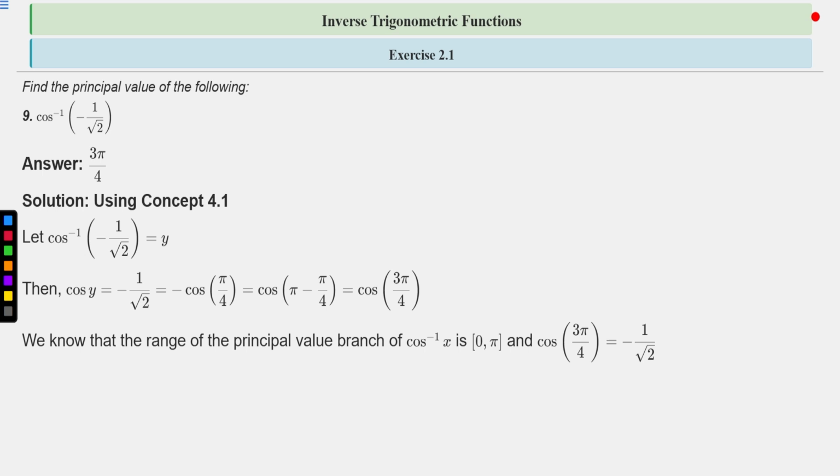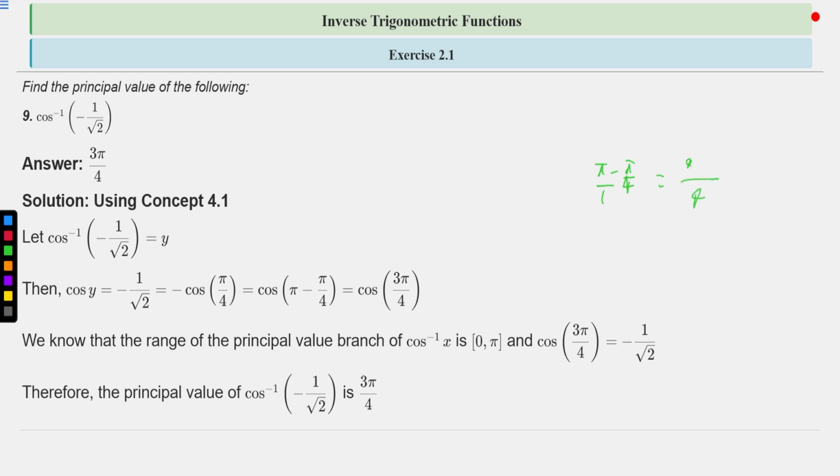Now we know that the range of the principal value branch of cos inverse is 0 to pi, and cos of 3 pi by 4 is equal to minus 1 by root 2. Clear? Therefore, the principal value of cos inverse minus 1 by root 2 will be 3 pi by 4. See, pi minus pi by 4, you can take the LCM: 4 pi minus pi will be equal to 3 pi by 4, right? Isn't it? Pi minus pi by 4 is 3 pi by 4.